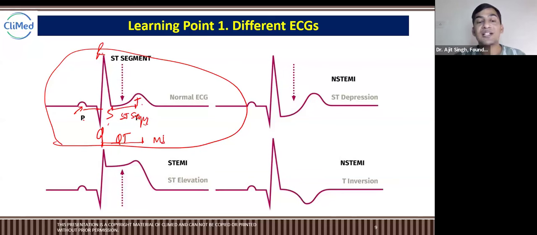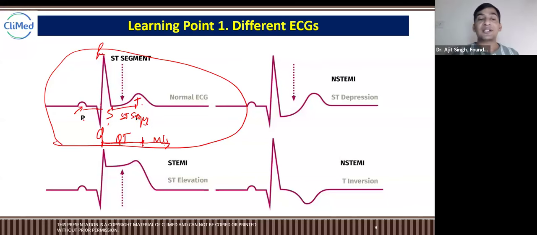Duration means milliseconds. We always measure this line in milliseconds, not in centimeters or millimeters. So there is a duration of QT. Usually there are some drugs which prolong this QT, and it goes very high. This is about repolarization and depolarization, which I cannot explain right now, otherwise it will go into physiology.